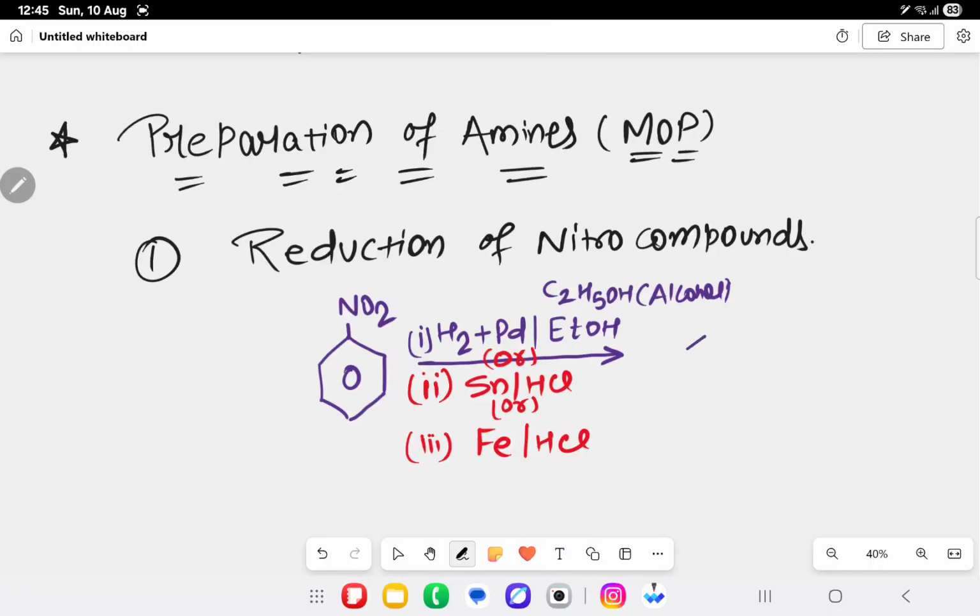So out of the first, second or third reagent, if you take any one of the reagents, then oxygen will be removed and hydrogen will be attached, and this is known as reduction. You know, na? What do you mean by reduction? Reduction means removal of oxygen and addition of hydrogen. So this is known as reduction of nitro compound to aniline, and this is the first method to prepare amines. The reduction of nitro compound in presence of H2/Pd ethanol or Sn plus HCl or Fe plus HCl reduces nitro compound to aniline. This is the first method to prepare.